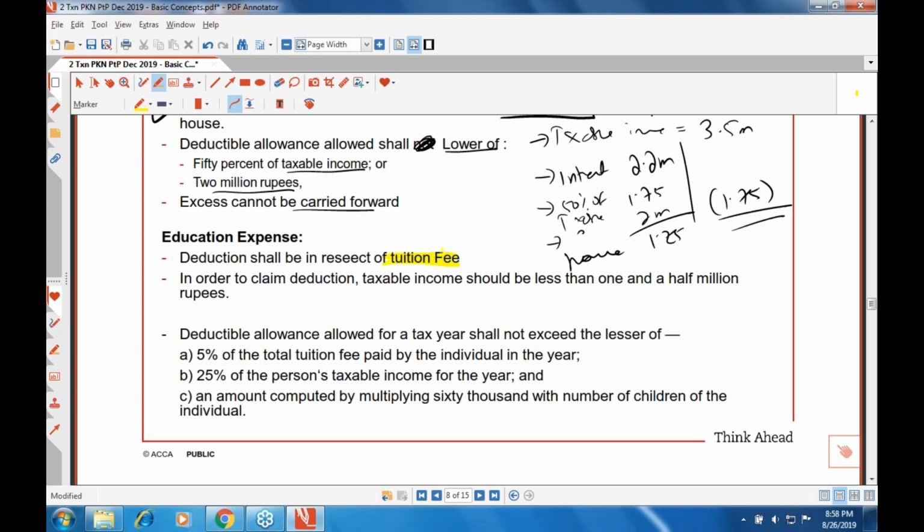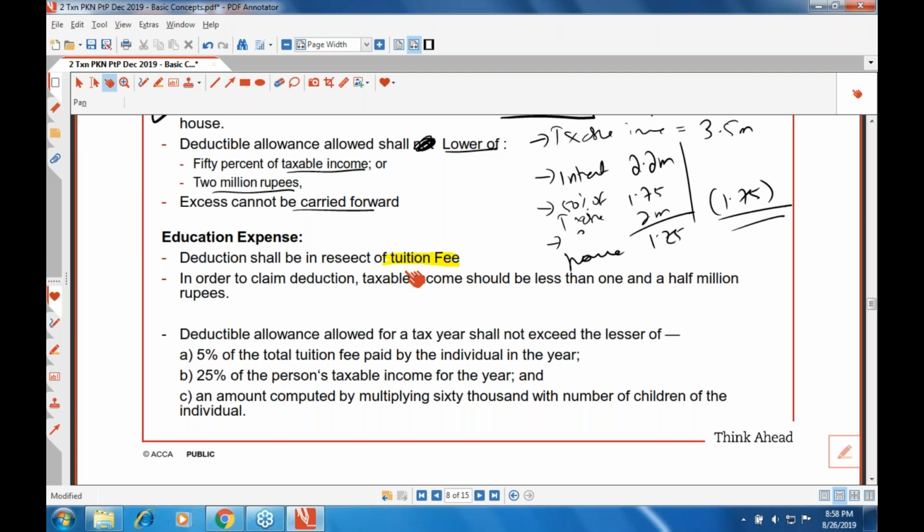But anyways, now let's see. The deduction of the education expense, let's talk. Deduction shall be in respect of the tuition fee only. If you pay examination fee, or admission fees, that's not deductible. If you pay transportation fee, what sort of transportation fee? Because a lot of students go by school vans. If you pay a school van fee, that is not deductible. The only fee that is deductible is the tuition fee.